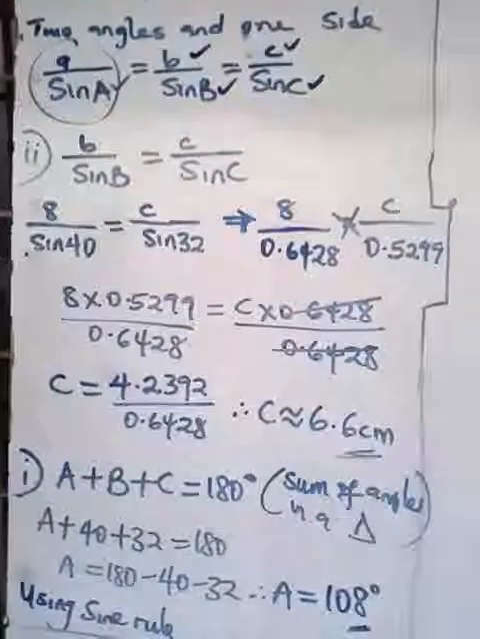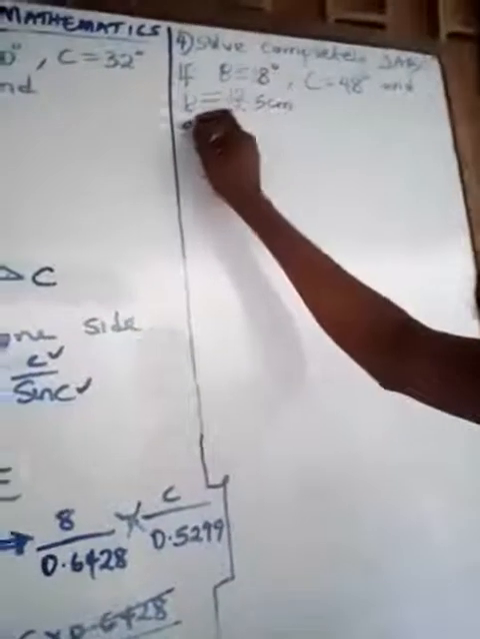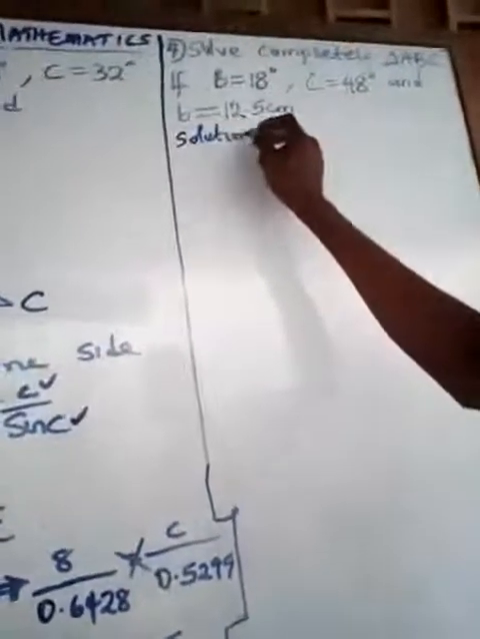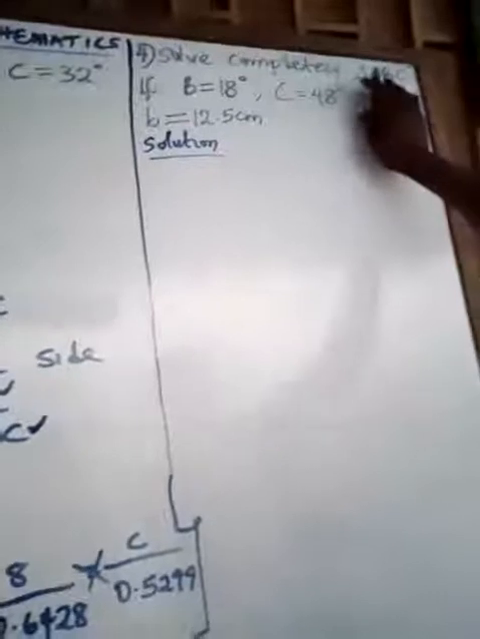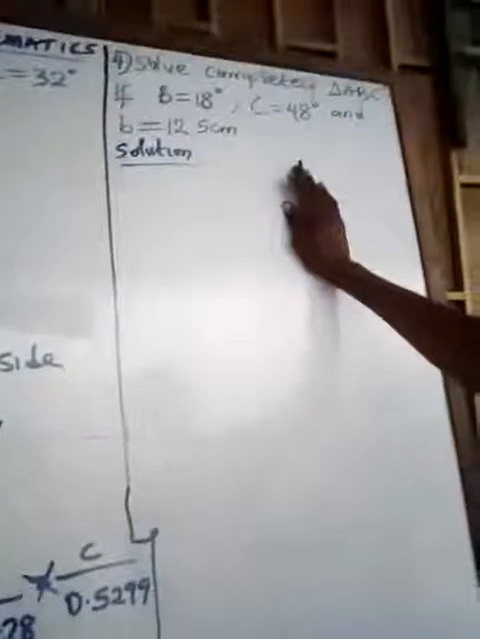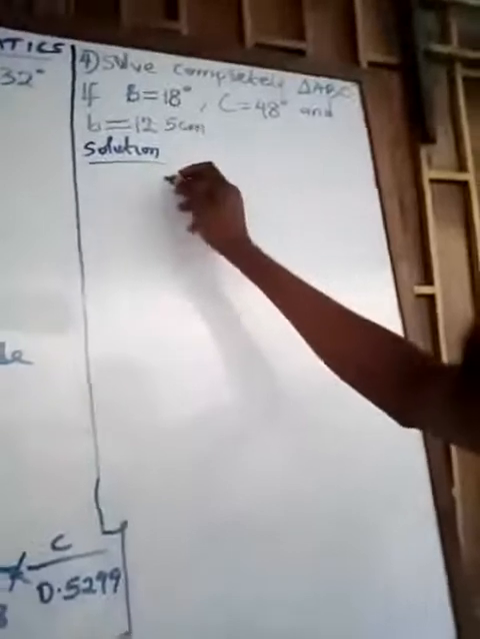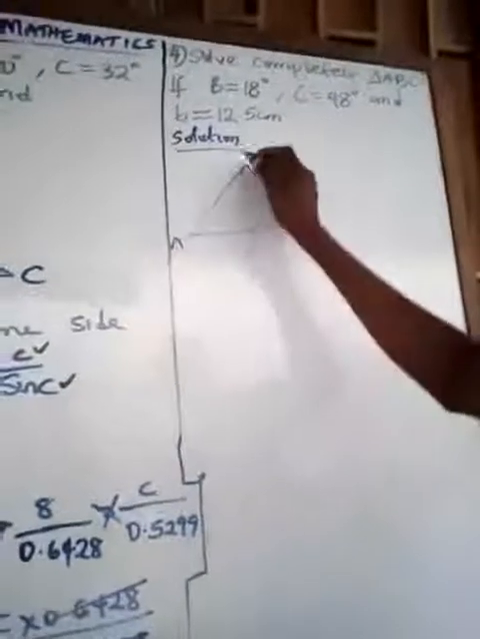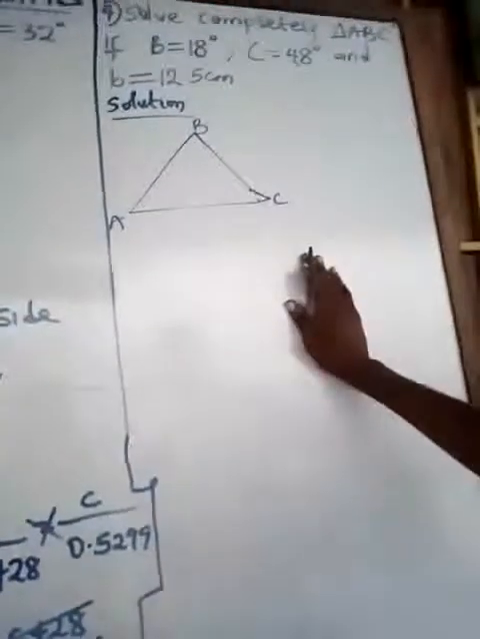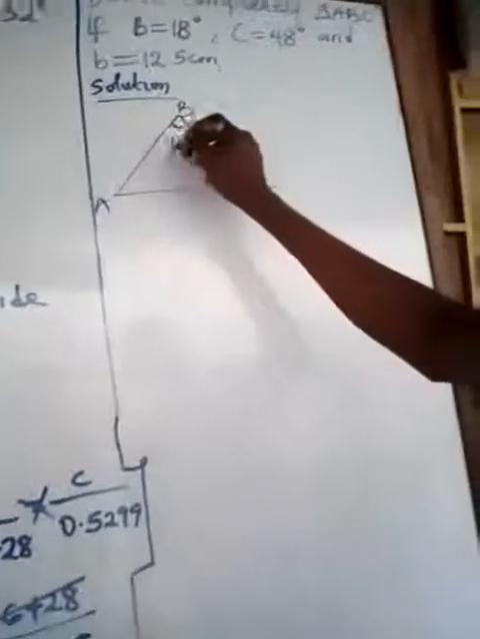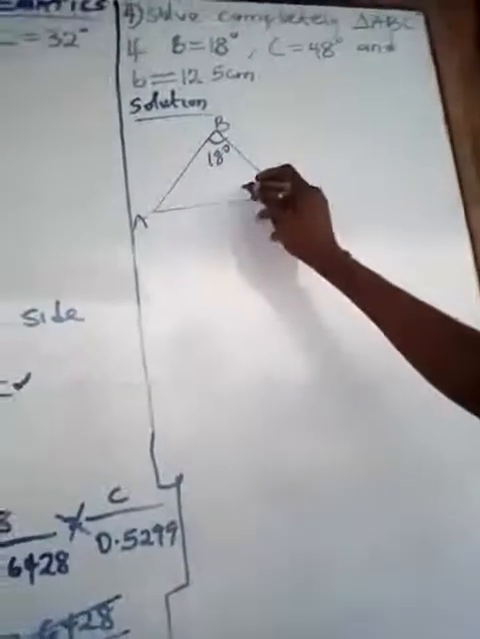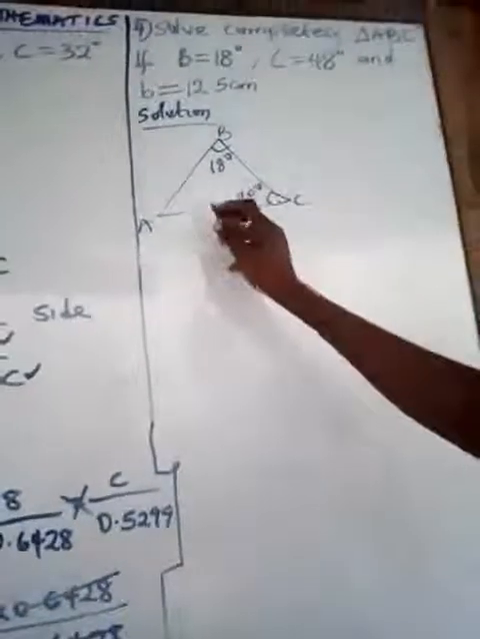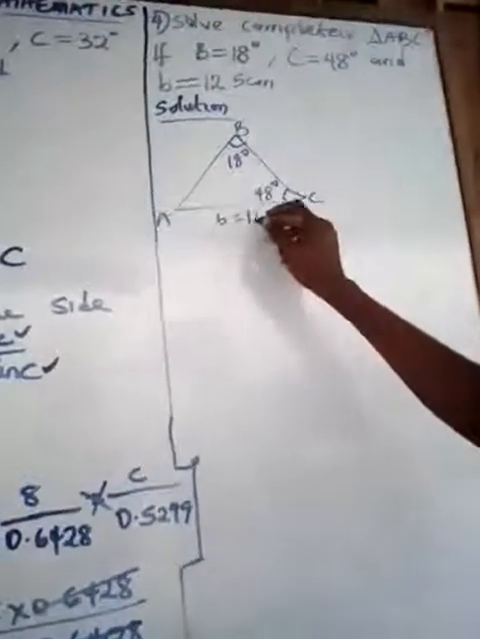Now quickly, let's look at the other question, so we can take everything once and for all. So let's bring a triangle out from here. We're told to solve completely triangle ABC. They didn't give us any triangle, so we'll just form the triangle. So triangle ABC, this is A, B, C. Angle B is 18 degrees. Angle C is 48 degrees. Then small letter b is 12.5 centimeter.